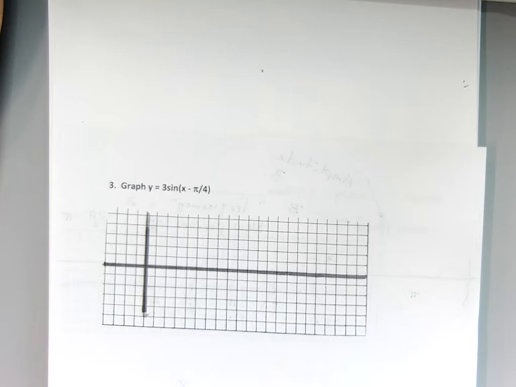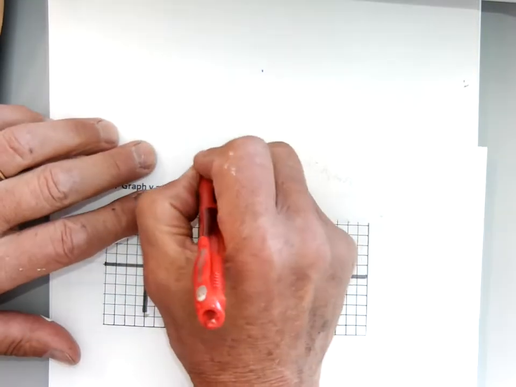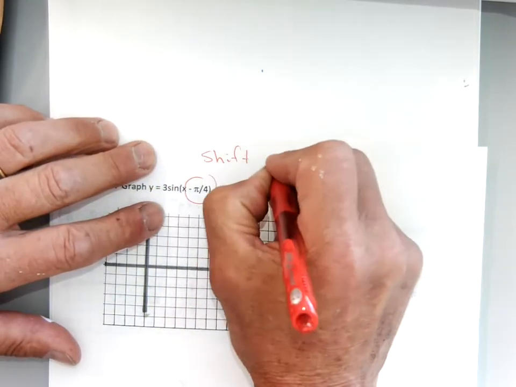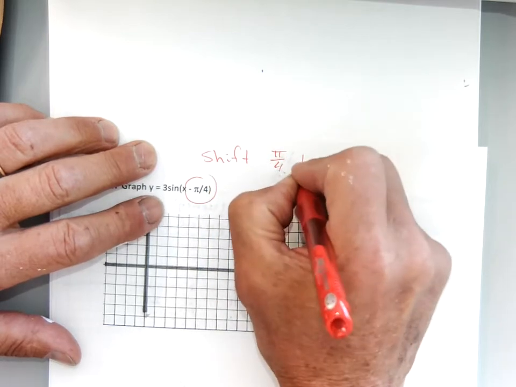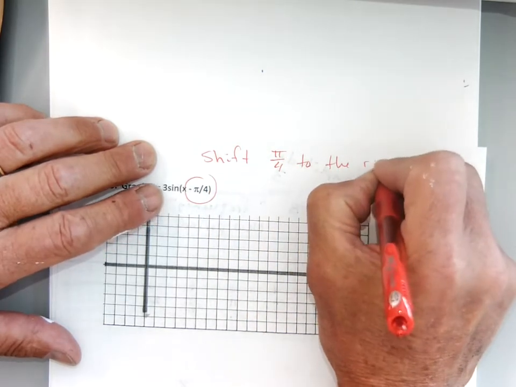Okay, so if it's inside the parentheses, it's going to be a horizontal shift, right? In the opposite direction. You think I'm going to the right, but I'm not. I'm going to the left. You think I'm going to the left, but I'm not. I'm going to the right. It's always the opposite direction. It's a horizontal shift. So we're going to shift this curve pi fourths forward, to the right. That makes sense? So let's do that. So in this case, we're going to have a horizontal shift. So we're going to shift pi fourths to the right.